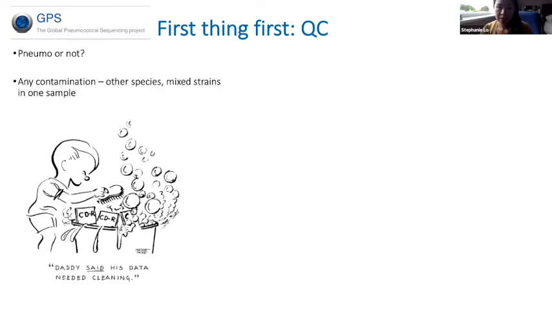So here are some tips for creating and interpreting a pneumo phylogeny. First things first, no matter whether you are constructing or reading a tree, you should always bear QC in mind. There are two questions you could ask: is the sequence data pneumo, or is there any contamination? Contamination could be caused by any other species, and it could also be due to a mix of more than one pneumococcal strain in a single sample.